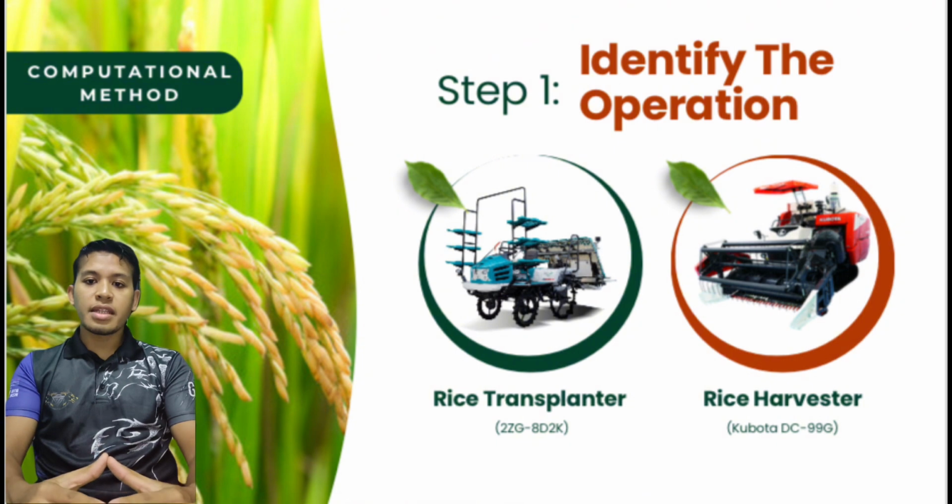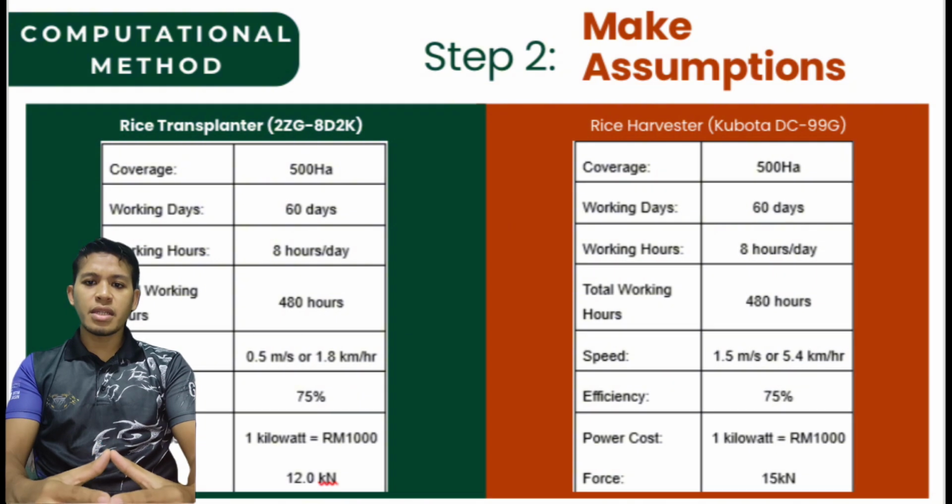For step 1, identify the operation. We use two tools in one tractor. First is rice transplanter for transplanting. Second is combine harvester for harvesting in paddy area. For step 2, make an assumption.